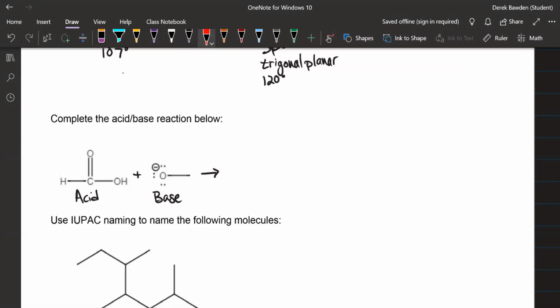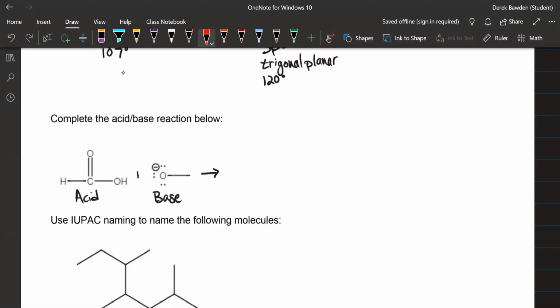Feel free to unmute yourselves as well if you want to talk. The oxygen takes the hydrogen from the acid. Perfect. Which hydrogen is going to be this one or this one? Left or right? Yep, the right one. Perfect. Okay, that's our more acidic proton here.